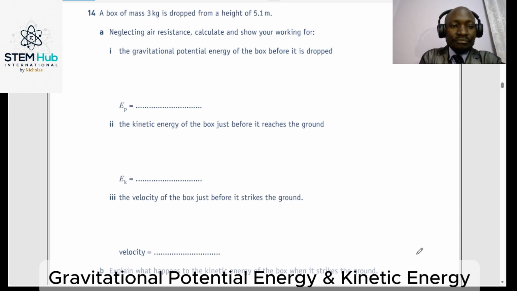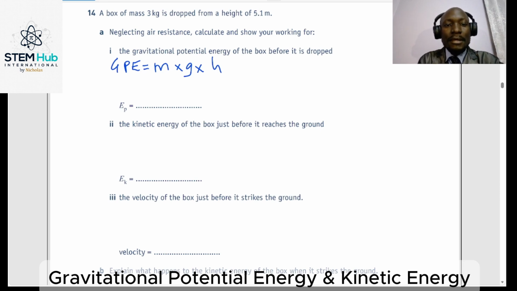First of all, as a student, we must know that gravitational potential energy is given by mass times gravitational pull times the height. This formula is very important. Most students make mistakes by ignoring the g. So our mass, we already have it, is 3 kilograms, it is in SI units. The gravity we are given is 9.8 meters per second squared. Always make sure you use the gravitational constant that you're given. The height is 5.1 meters.